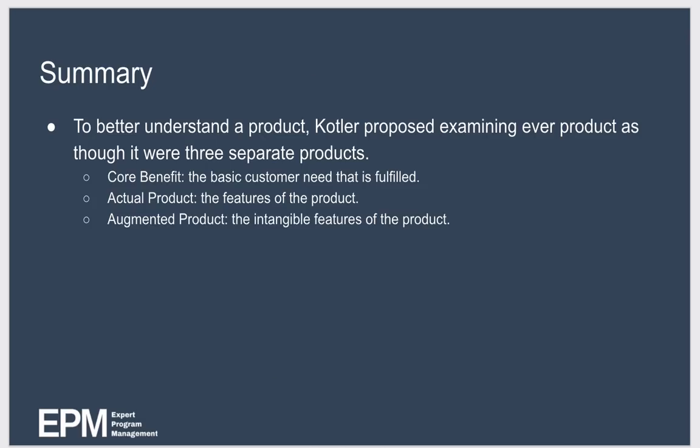So, in summary, to better understand a product, Kotler proposed examining every product as though it were actually three separate products made up of the core benefit, the actual product, and the augmented product. Now, as we've discussed, the core benefit is the basic customer need that's fulfilled. The actual product is the features of the product, and the augmented product, these are the intangible features of the product, and it's here that the real value is added by marketers. So together, these three separate products are known as the three product levels.